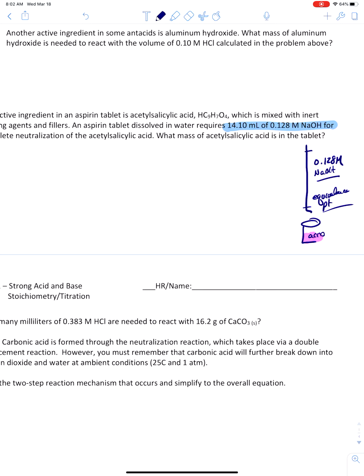So this took 14.10 milliliters of this strength of base to neutralize the acid. Well, the volume isn't comparable, and the grams of acetylsalicylic acid is what we're really looking for, the mass. So that's not really comparable. What we need to do is get it into a comparable unit, moles, because at the equivalence point, the moles of acid equals the moles of base.